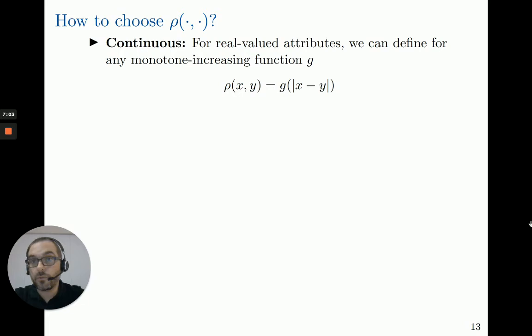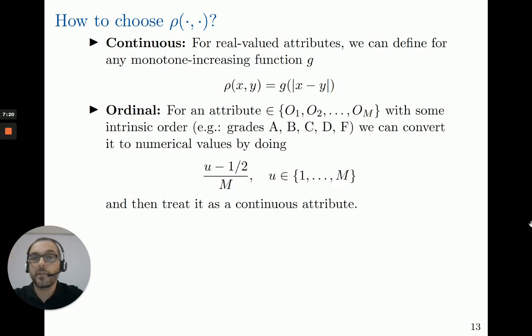And how do we choose the rho function? It should be continuous for real-valued attributes. You can define it for any monotone increasing function, like rho of x, y, like a g function of the absolute difference between x and y. We can also make it ordinal for an attribute that belongs to a finite set O1 to OM with some intrinsic order, like grades A, B, C, D, E, F.